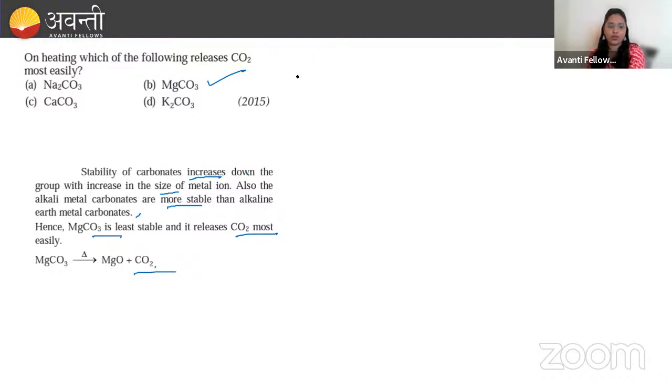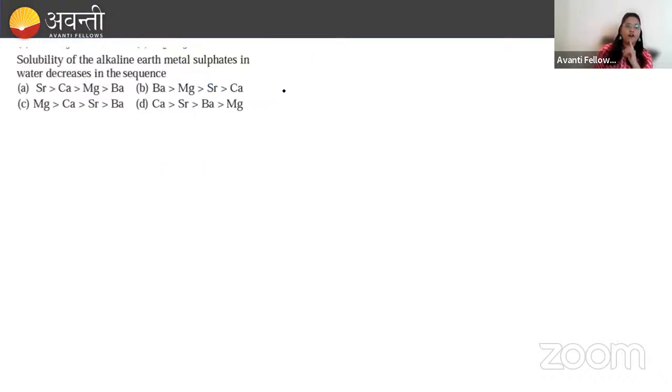Okay, now let's move on to the next problem. Solubility of alkaline earth metal sulfates in water decreases in this sequence. So here I have considered alkaline earth metals. Tell me what will be the solubility of these alkaline earth metal sulfates in water. Can you tell me the answer? A, B, C, D?